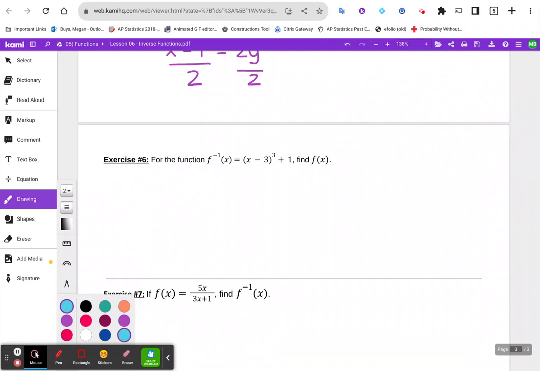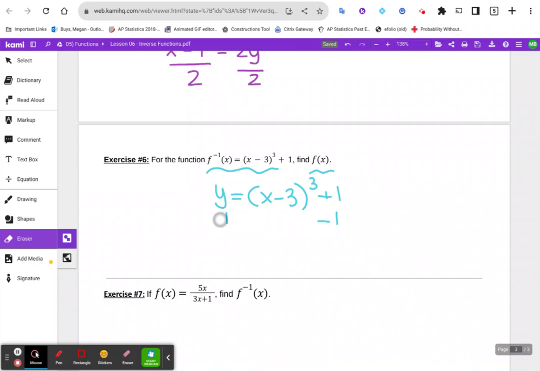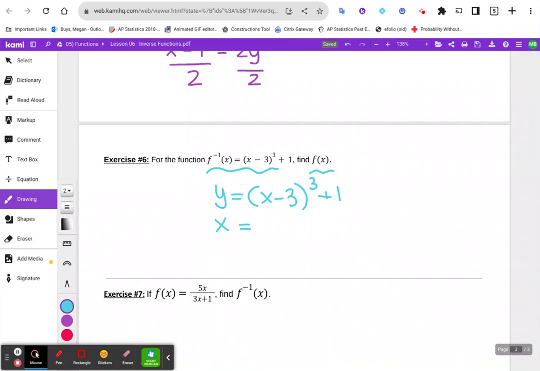Now you can have something that's in the inverse and you want the f of x. It's the same thing, right? You still set this up: y equals (x minus 3) to the third plus 1. Now your idea here first, of course, is to subtract 1. Oh, excuse me. Of course, the first thing I should do is to switch x and y just to help get that idea organized. And then I can subtract the 1.